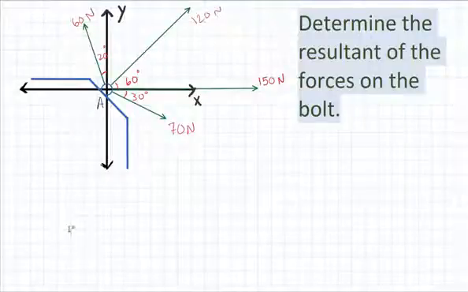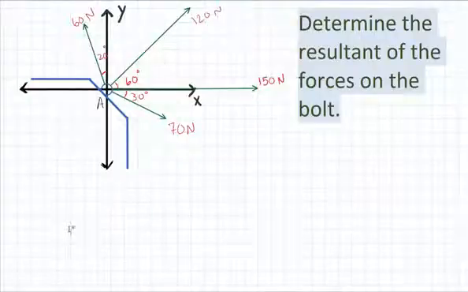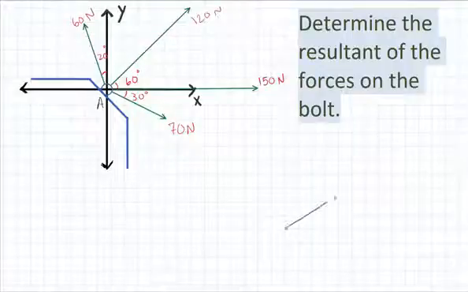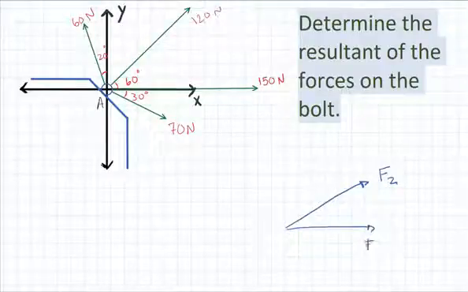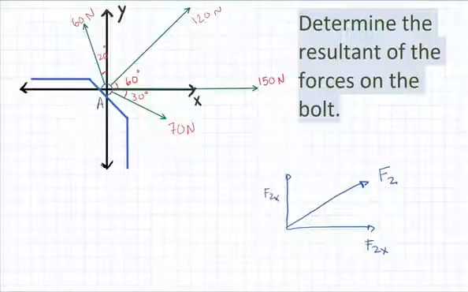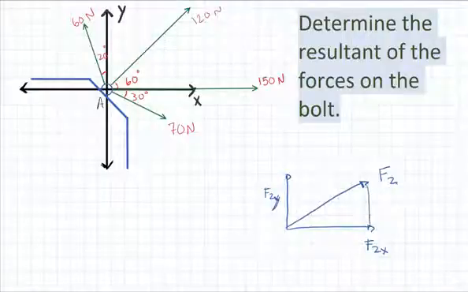Another way of saying the resultant force is by saying add all the components of the forces. Each force has an x component and a y component. So if I have, let's say, a force over here, call it F2, it will have an F2x and an F2y. If I move this F2y so it connects F2x and F2, I would have a right angle triangle.